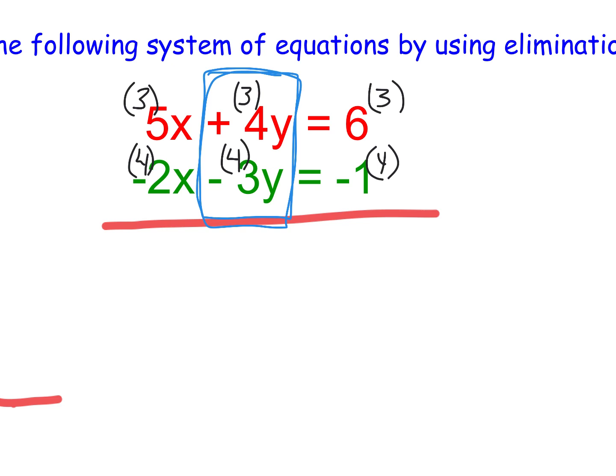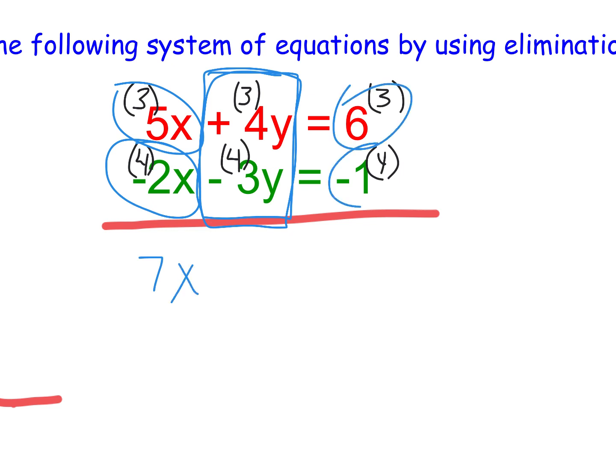So those are gone because they're both 12y and -12y. And this one's 15x and -8 makes 7x. And this one's 18 and -4. 18 minus 4, 14. Oh, boom, it's super easy. X equals 2. So you get how we had to times the top and the bottom one by something? You know, I went kind of fast there.